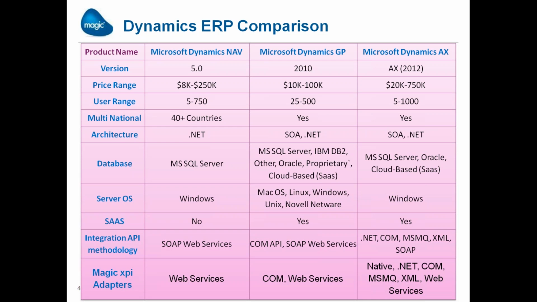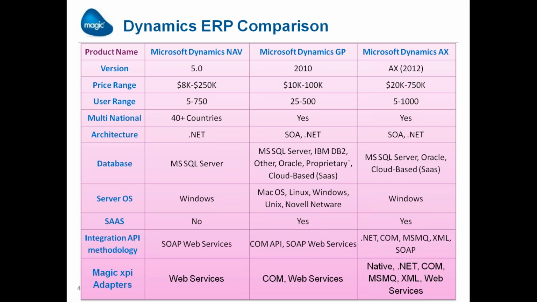Let's think about Dynamics for a moment. Some of the options that are available include, as we said, the NAV, the GP, and the AX, and various versions that are out there, various price ranges, and typical number of users that these are targeted to. The architecture is slightly different. Some are strictly .NET architecture, some more SOA-based, if you will. And you can look at the database options for these that vary a little bit. Server operating systems available will vary a little bit, although Windows is certainly available for all of them. After all, it's a Microsoft product.